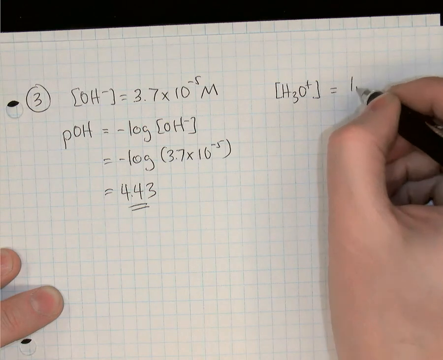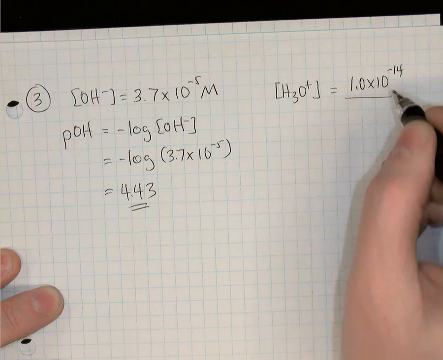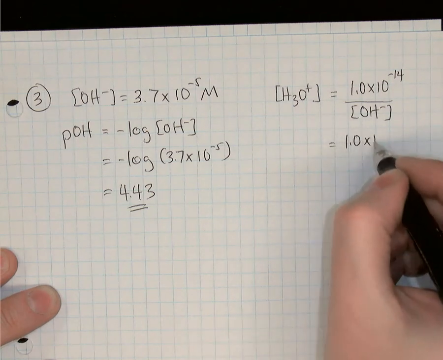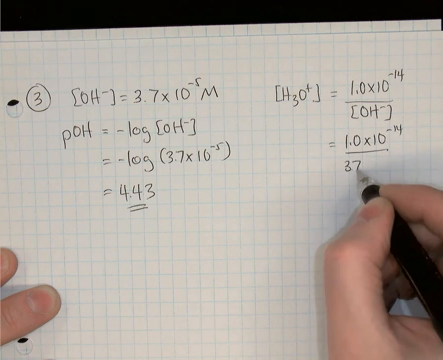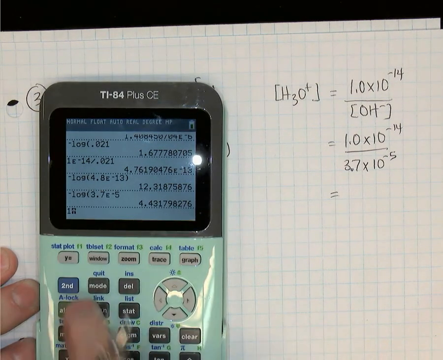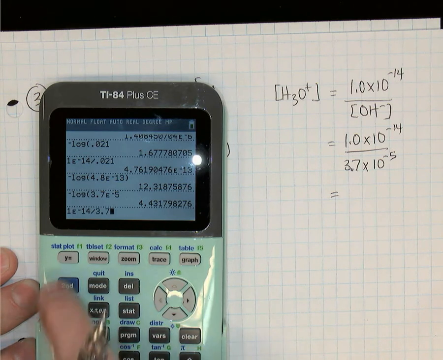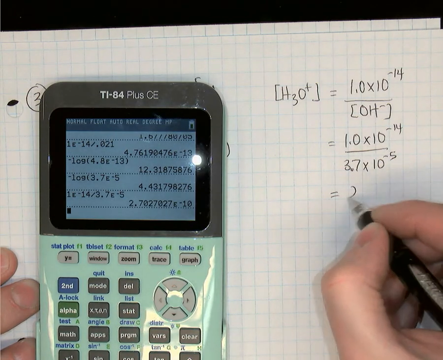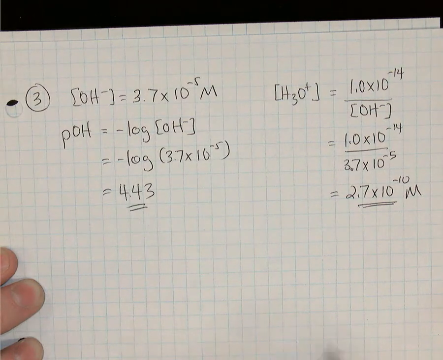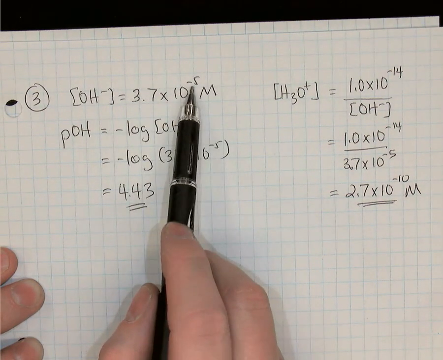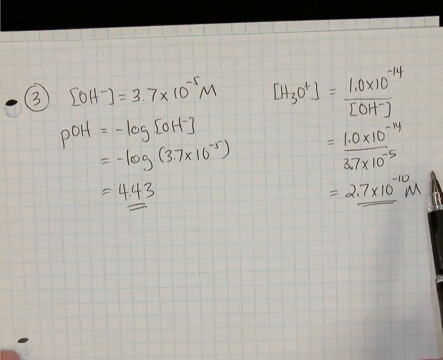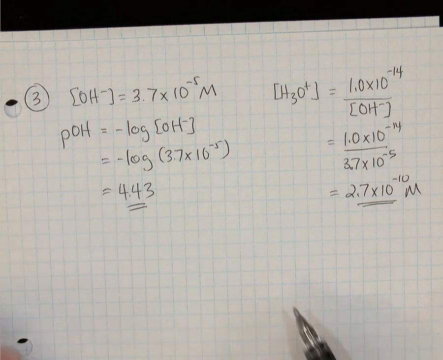The second thing I could have calculated was the hydronium concentration. It's going to equal the Kw, 1.0 times 10 to the minus 14, divided by the hydroxide concentration. So that's going to equal 1.0 times 10 to the minus 14 divided by 3.7 times 10 to the minus 5. With your calculator, 1 times 10 to the negative 14 divided by 3.7 times 10 to the negative 5 equals 2.7 times 10 to the negative 10. This is a concentration, so molarity. And again, we notice when the hydroxide concentration is bigger than 10 to the negative 7, then the hydronium will end up being less than 10 to the negative 7. So there's this balance. When one of them is bigger, the other gets smaller.